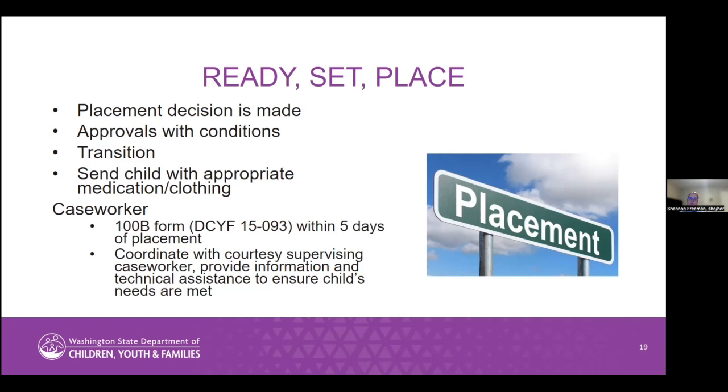The caseworker in Washington is responsible for getting the 100B form to us within 5 days of placement. That form is the placement form that tells the other state the child is placed, please start supervision and services. The other state has 30 days to do that from the date that they get the form.